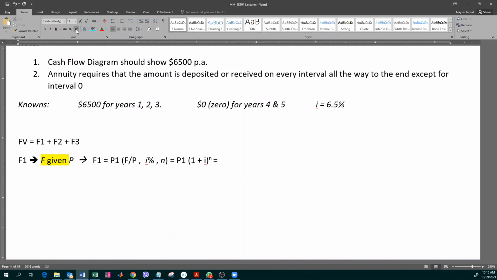What do we get, guys? P1 is what? 6,500, right? And 1 plus i. What is our i? i is 0.085. And what is our n, guys, for P1, for F1?